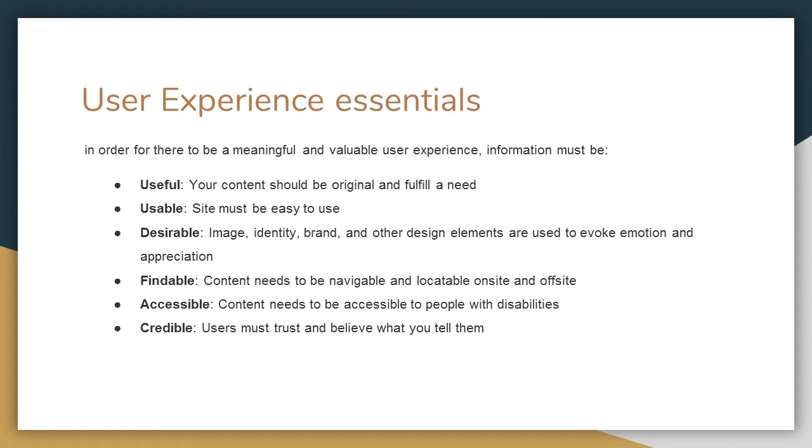Number four, findable. Content on the website needs to be navigable and locatable on-site and off-site. Number five, accessible. Content needs to be accessible to people with disabilities. By that, it should be helpful for a visually challenged person to also access the content easily and comfortably. Number six, credible. Users must trust and believe what you have to tell them on your websites and mobile screens.